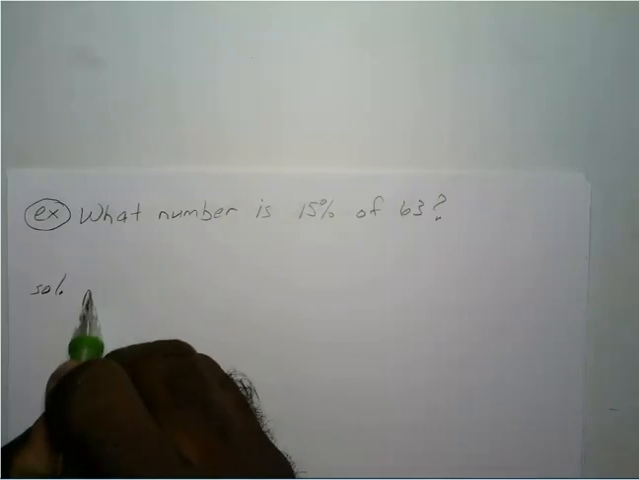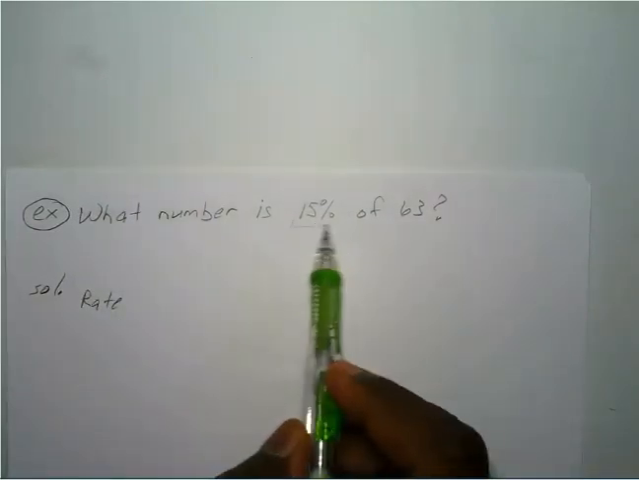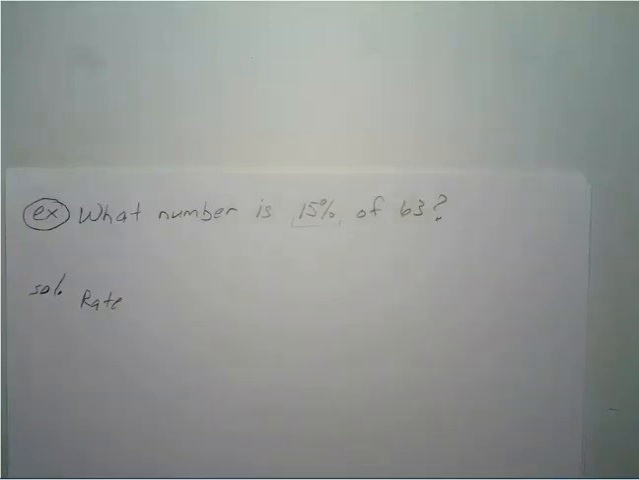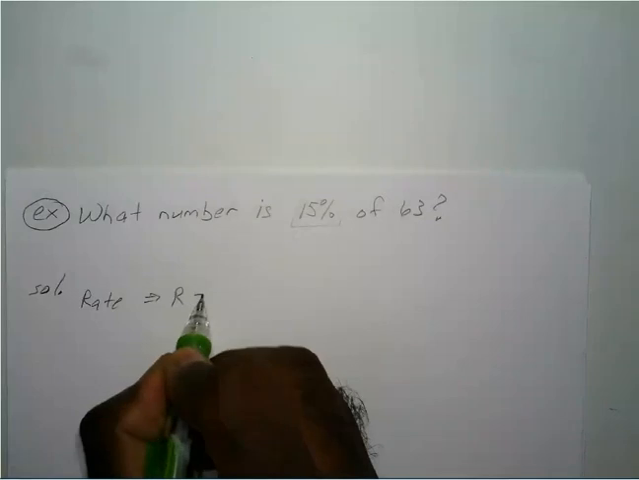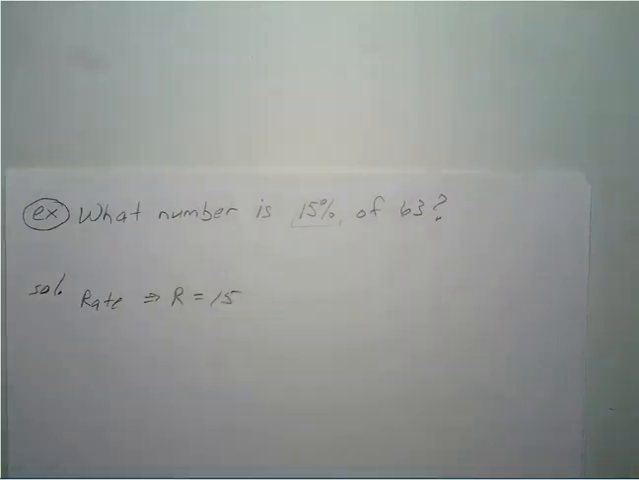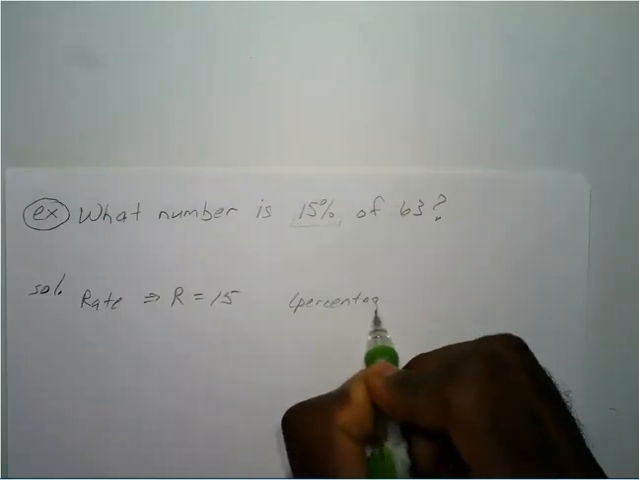The easiest thing to identify is the rate. The percentage rate always has the percent right next to it. So your percentage rate, your R, is going to equal 15.